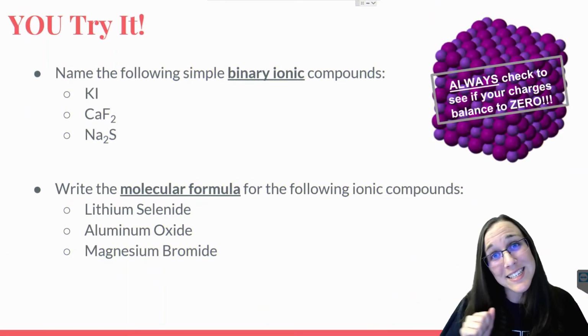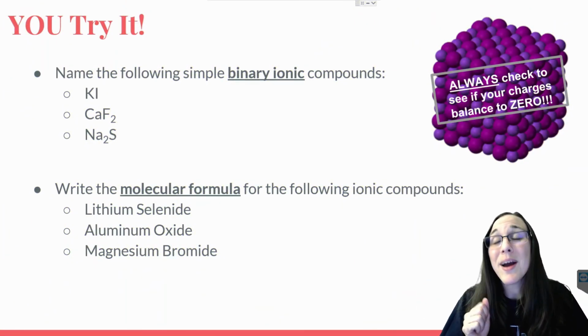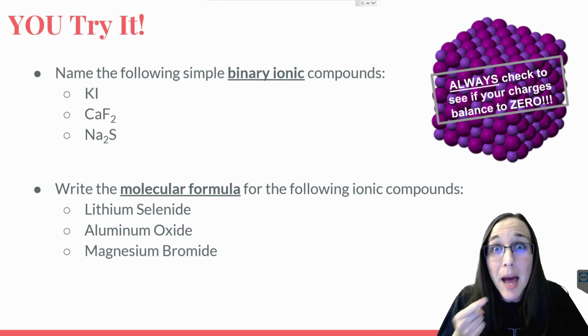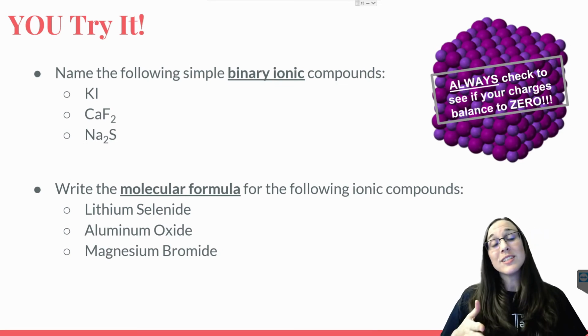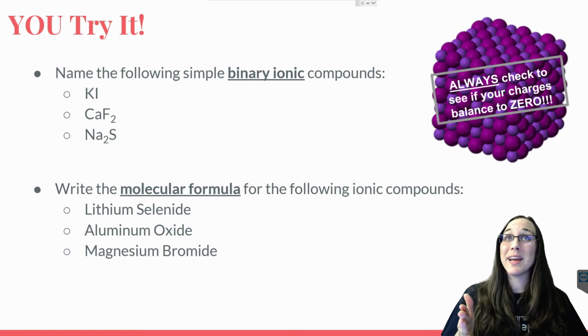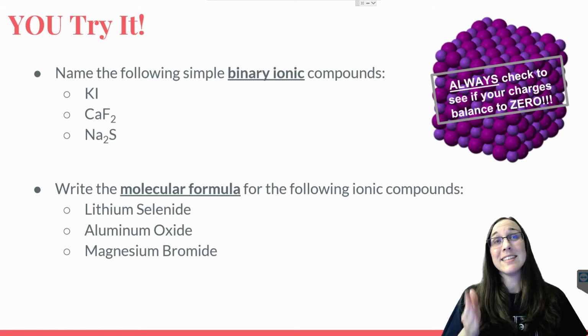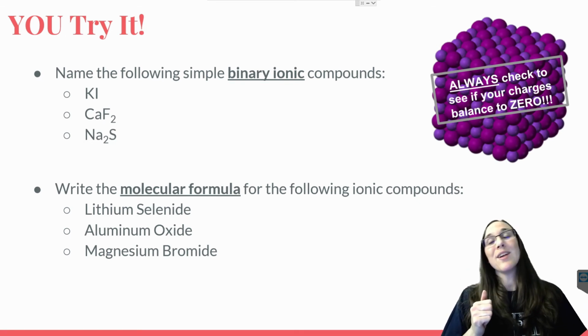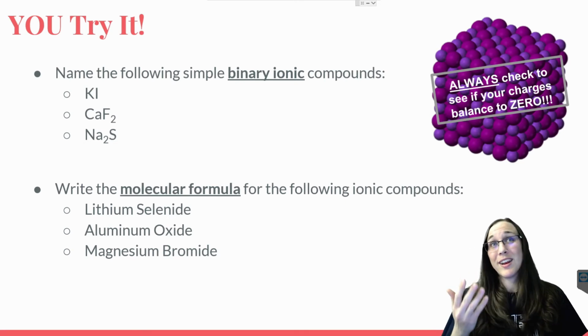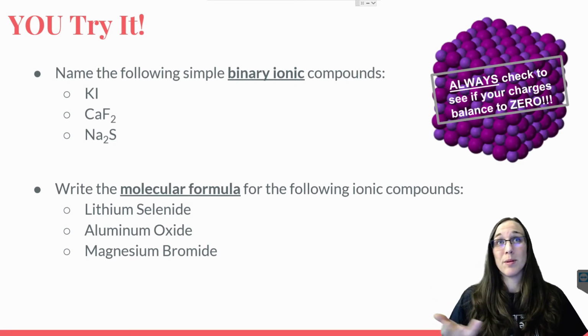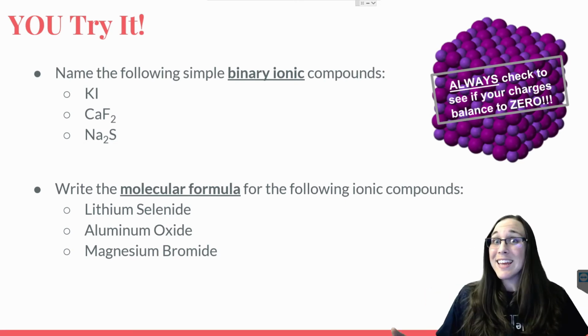And now is the time to pause the video to see if you actually understand the words that are coming out of my mouth. So first things first, name the following simple binary ionic compounds, KI, CaF2, Na2S, and write the molecular formula for the following ionic compounds: lithium selenide, aluminum oxide, magnesium bromide. Ready? Go!